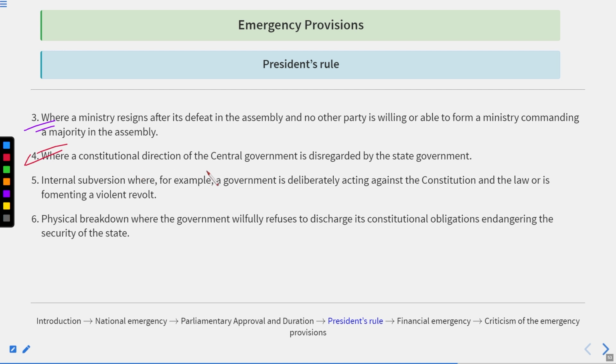Where a constitutional direction of the central government is disregarded by the state government. Internal subversion, where, for example, a government is deliberately acting against the constitution and the law or is fomenting a violent revolt. Physical breakdown, where the government willfully refuses to discharge its constitutional obligation, endangering the security of the state.